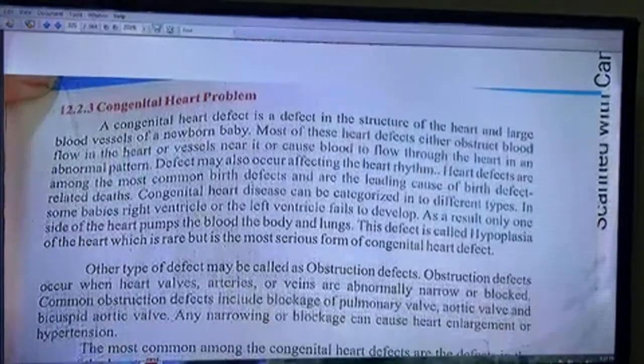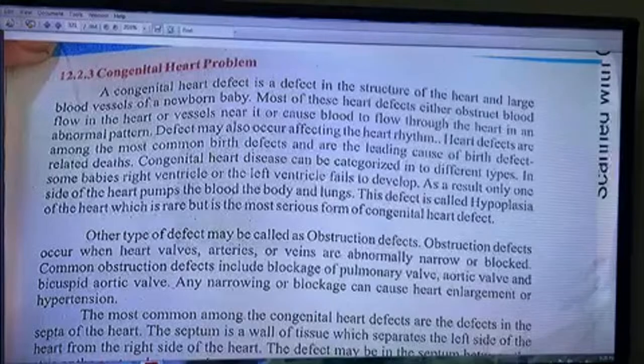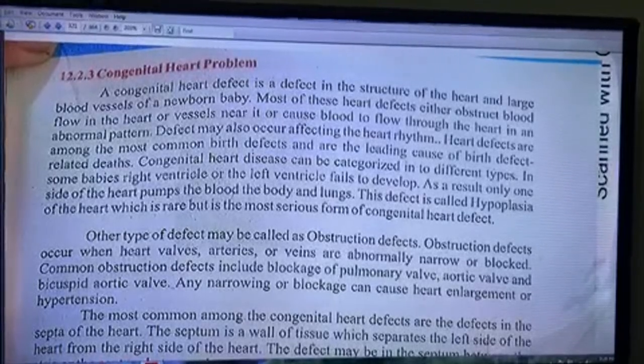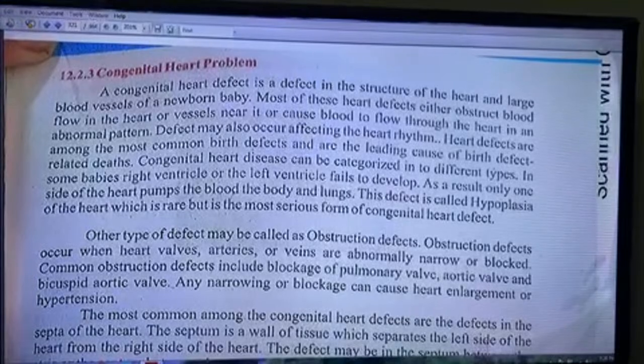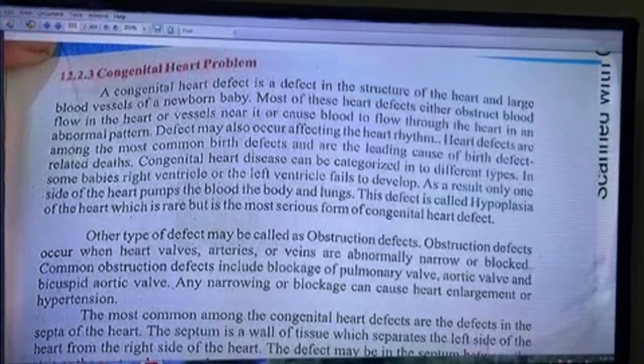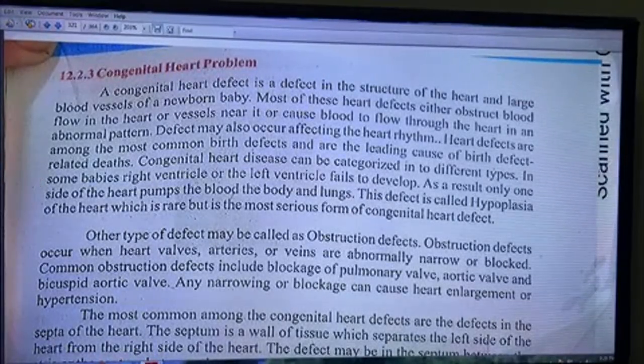Congenital heart problem. Congenital heart defect is a defect in the structure of the heart and large blood vessels of a newborn baby. Most of these heart defects either obstruct blood flow in the heart or vessels near it, or cause blood to flow through the heart in an abnormal pattern. Defects may also occur affecting the heart rhythm. Heart defects are among the most common birth defects and are the leading cause of birth defect related deaths.